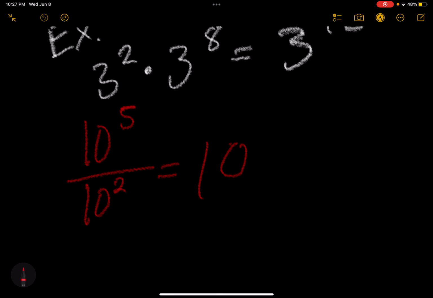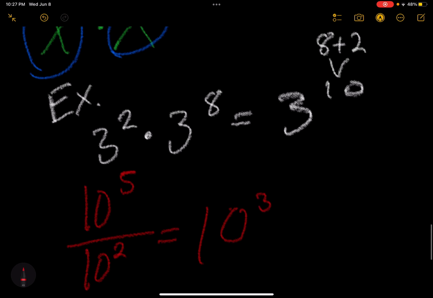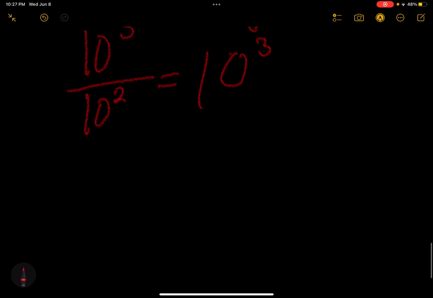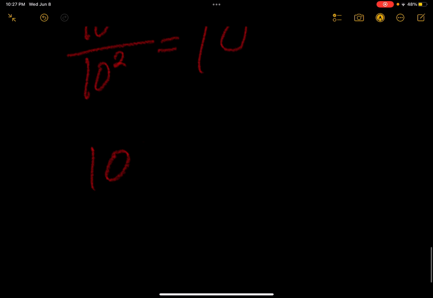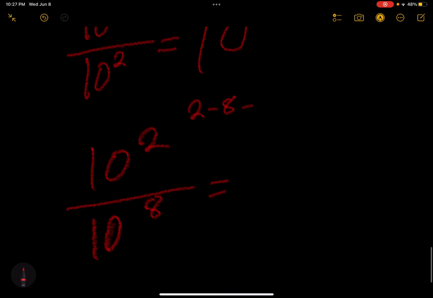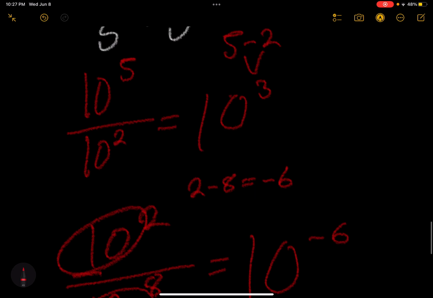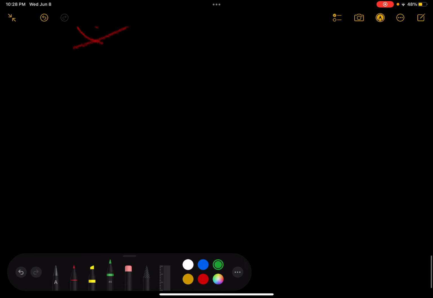So that equals 10 to the third, because that is made up of 5 minus 2. However, if you would have something like this, you could do the same thing. 2 minus 8 equals negative 6. That means this would actually be 10 to the power of negative 6. Same base as always. The obvious.